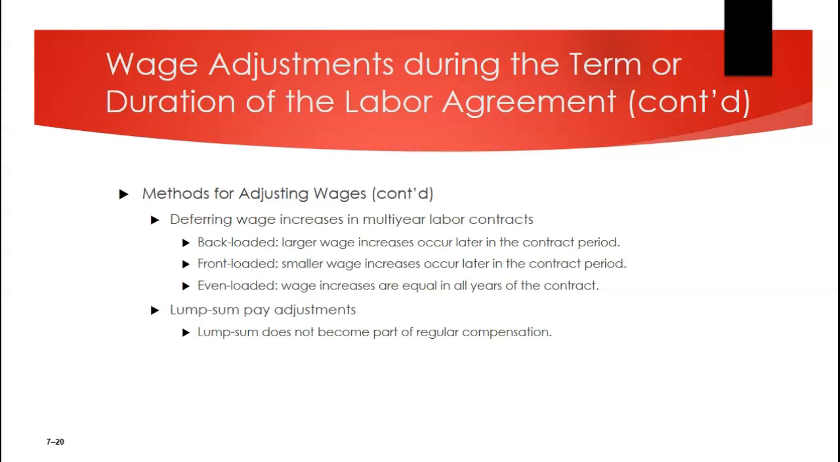Lump sum pay adjustments are things that employers love. Why do they love them? Because you make the payment once and you're done. It's a one-and-done scenario, whether it's a bonus, whether it's profit sharing, whatever. Instead of saying every year we're going to be giving you an increase in your hourly rate, we're saying we're giving you one big lump of cash right now. It's easy from a financial standpoint for people to manage.